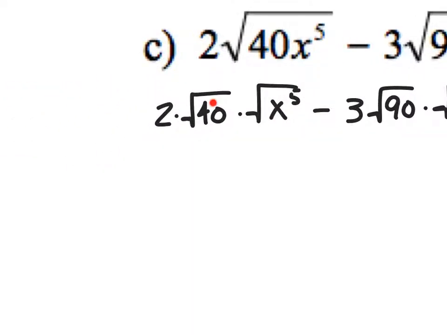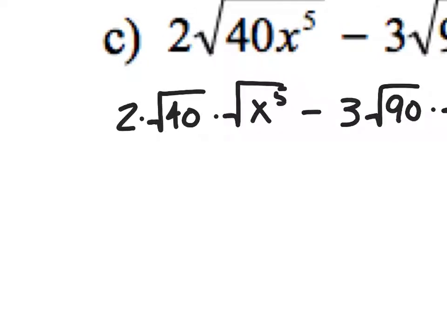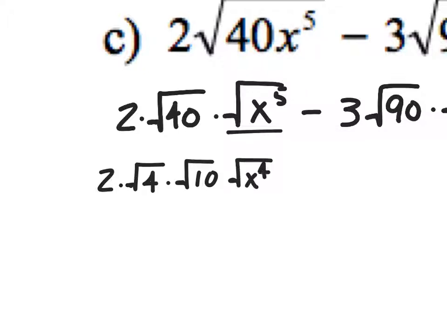All right, let's think about perfect squares, numbers that we can take the square root of that go into 40, 90, and 160. So on this problem, I'm going to rewrite it like this. I'm going to do 2 times the square root of 4 times the square root of 10. 4 is a perfect square. You can't take the square root of 10. Now, when I'm doing square root of x to the 5th, let's split this up into the square root of x to the 4th times the square root of x. If I were to combine these two, I would get square root of x to the 5th. So I'm just rewriting it.